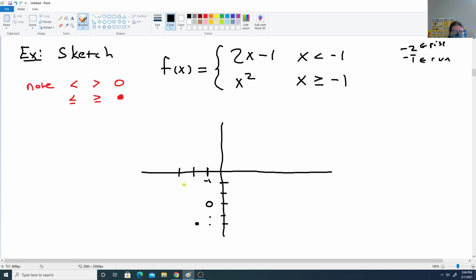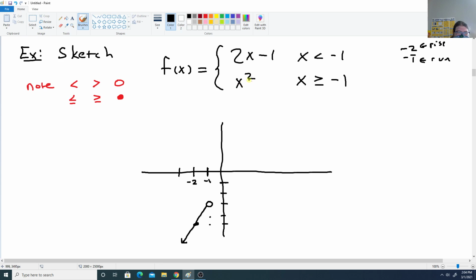Or you can take an input like -2 from the region we know. You substitute the -2 in for x here, and we get -2 times 2 is -4, minus 1 is -5. So -2 goes 1, 2, 3, 4, 5. It gets us the same exact point. Then we connect through that point, starting with the open circle, and say this part right here is the 2x minus 1 segment of our line.